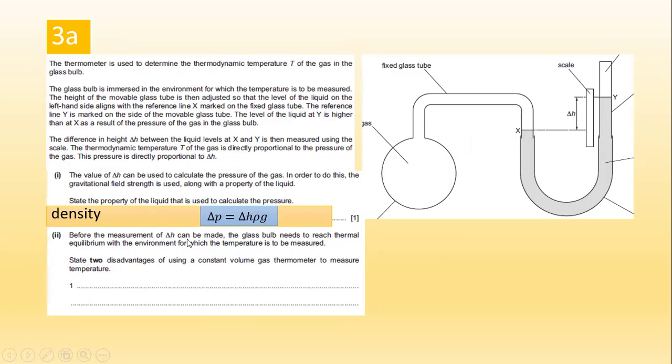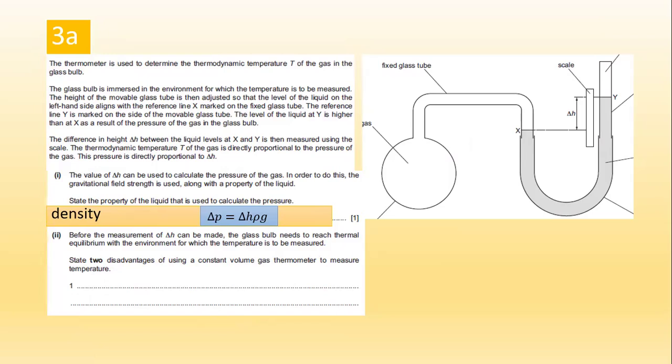Before measurement of delta H can be made, the glass bulb needs to reach its thermal equilibrium with the environment to which the temperature is to be measured. State two disadvantages of using constant volume gas thermometer to measure temperature. Okay, you want to try?